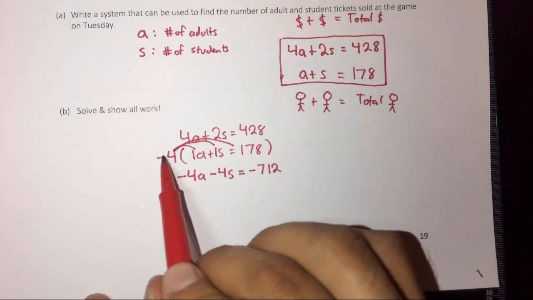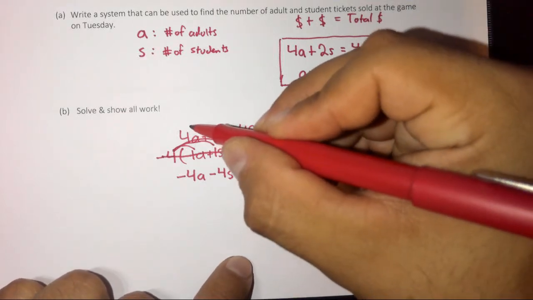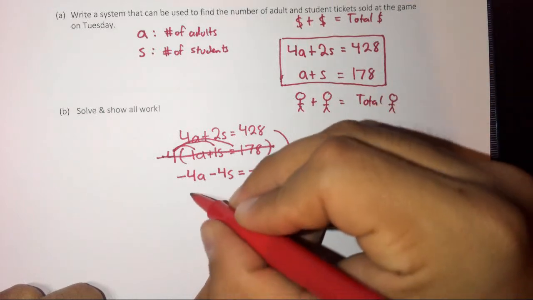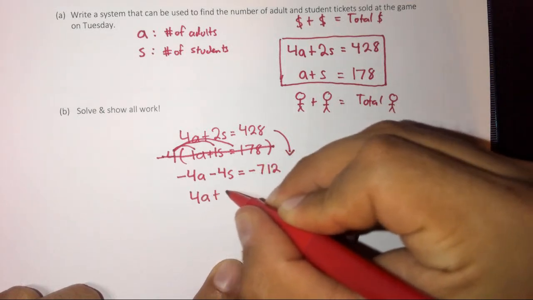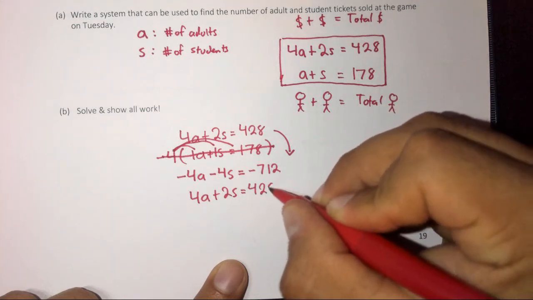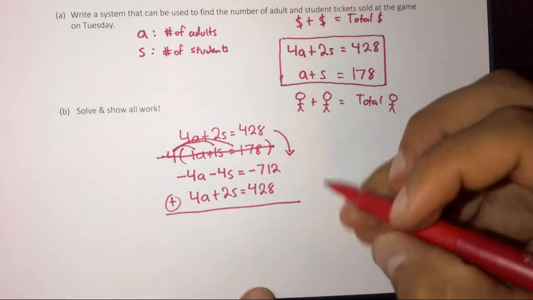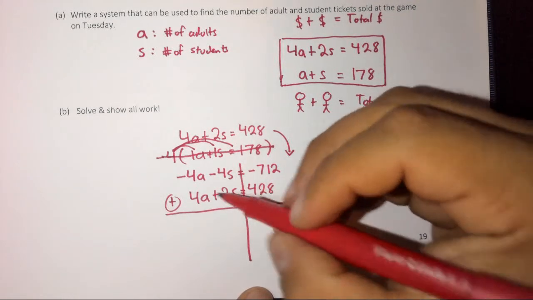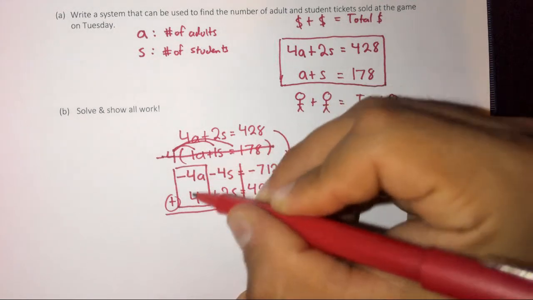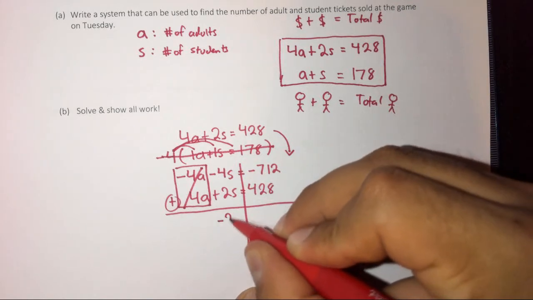Alright, so since I multiplied this out, I'm going to go and put a line through this. I no longer need that equation. I'm going to take each of these and I'm just going to bring them down. So I'm going to write that as 4A plus 2S equal to 428. Now I can add these together. Negative 4A, positive 4A, these are the things that are going to cancel out. Negative 4S plus 2S is going to give me negative 2S.